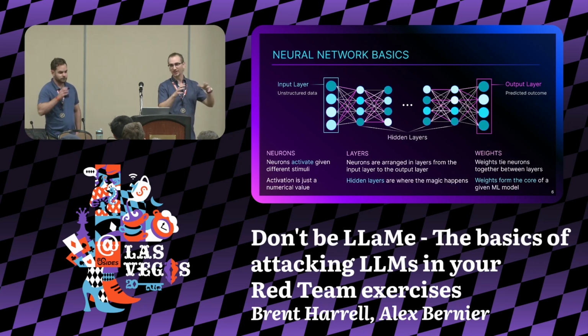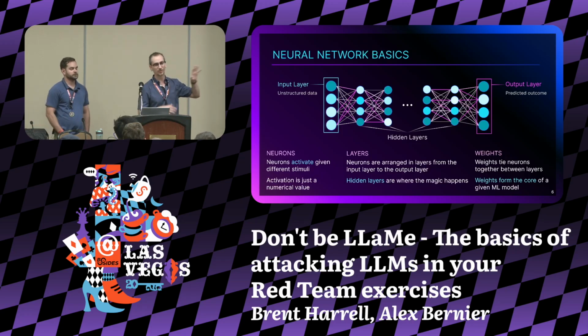So this output layer is going to account for all the things that this neural network knows how to predict, and it's doing that in a probability. Now, these hidden layers are where the real magic happens. This is where deep learning takes over.